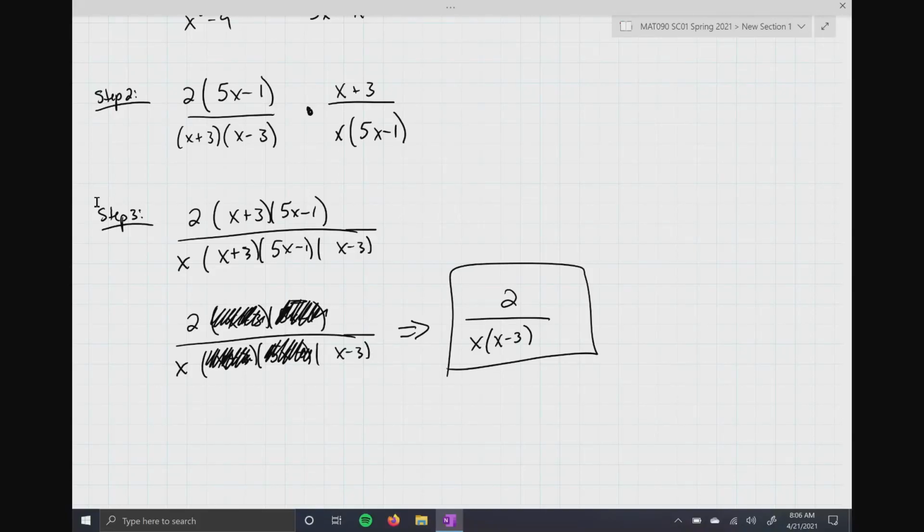Can you define what a rational expression is? Quotient. Good, I like that. It's a quotient. A quotient of what? Polynomial.